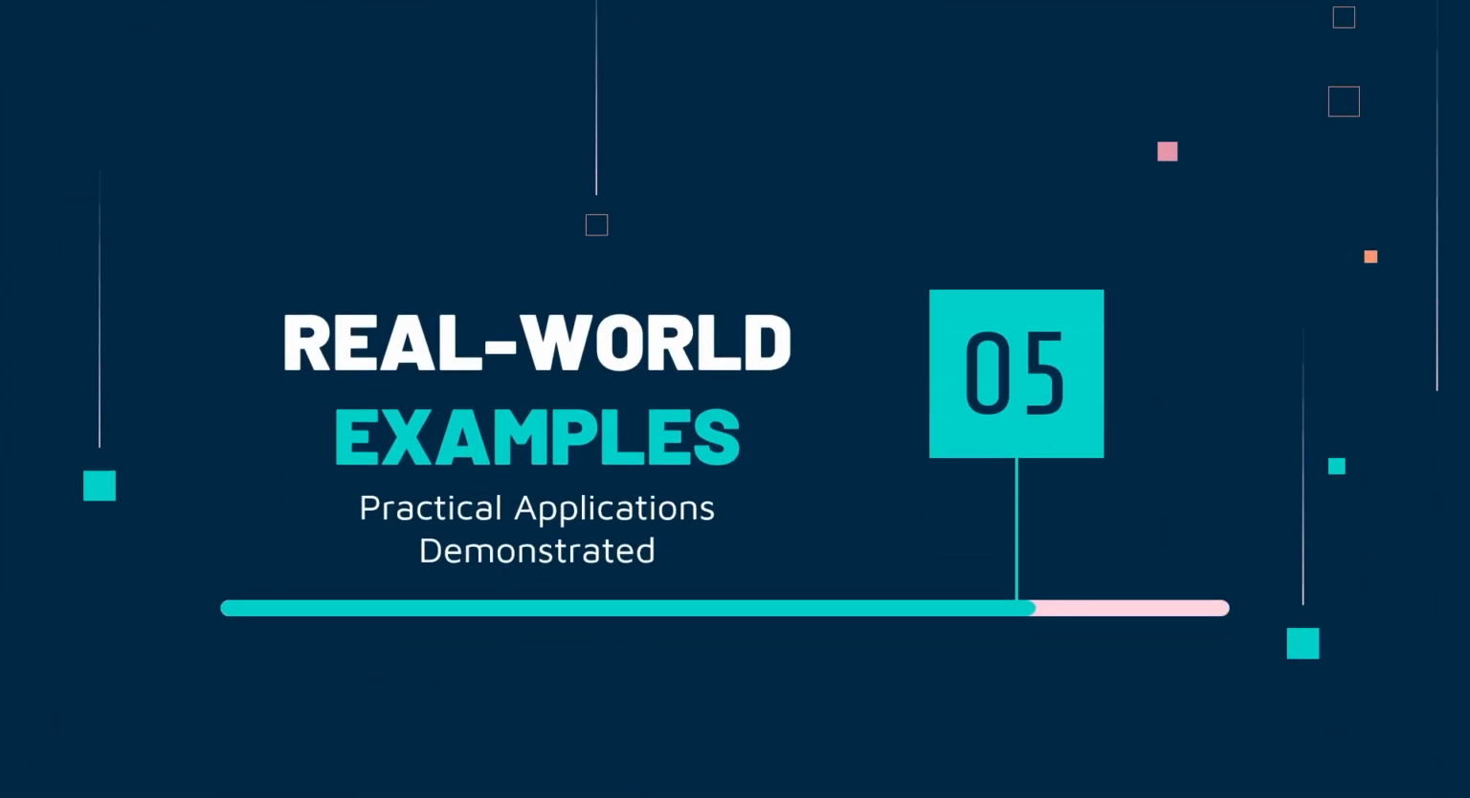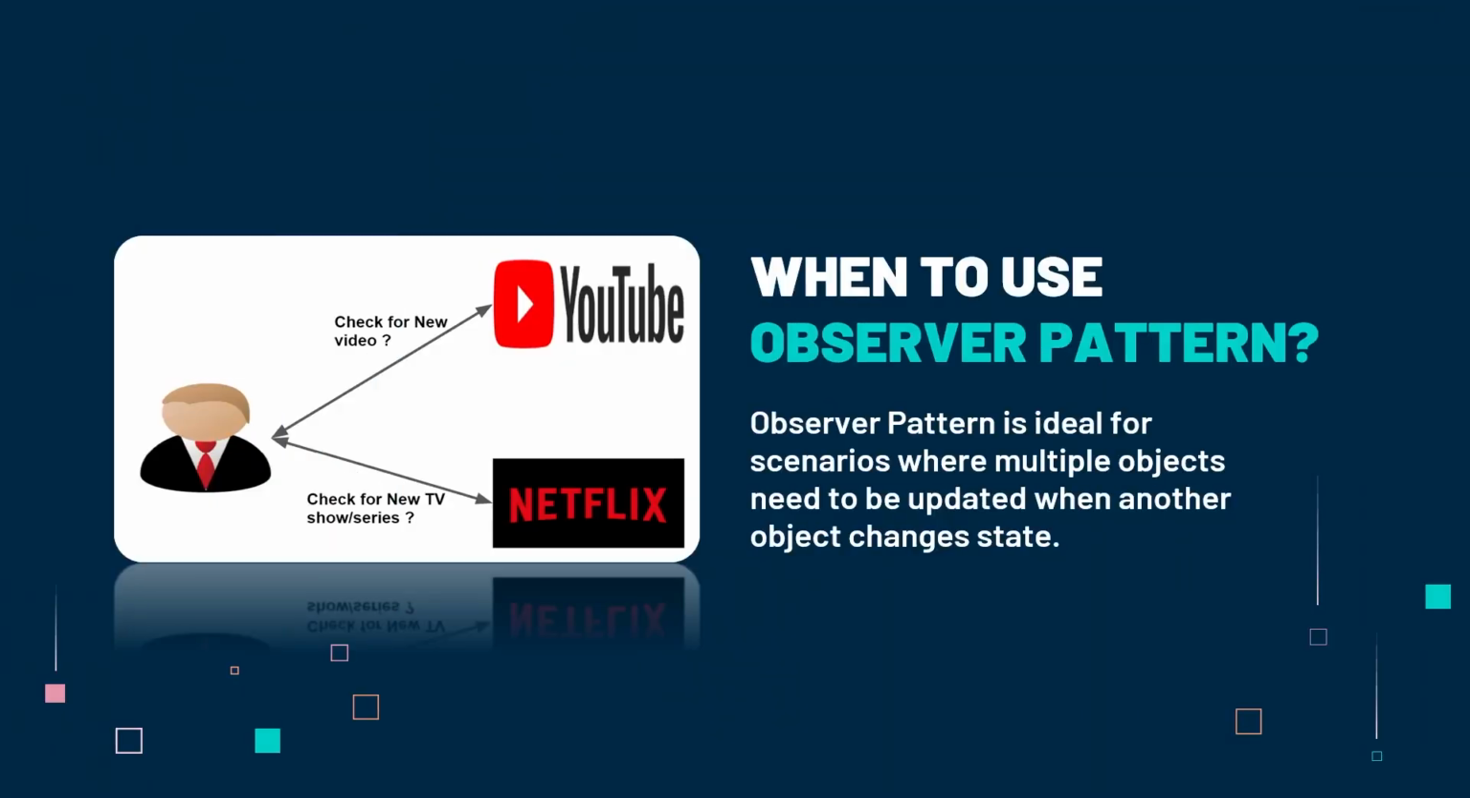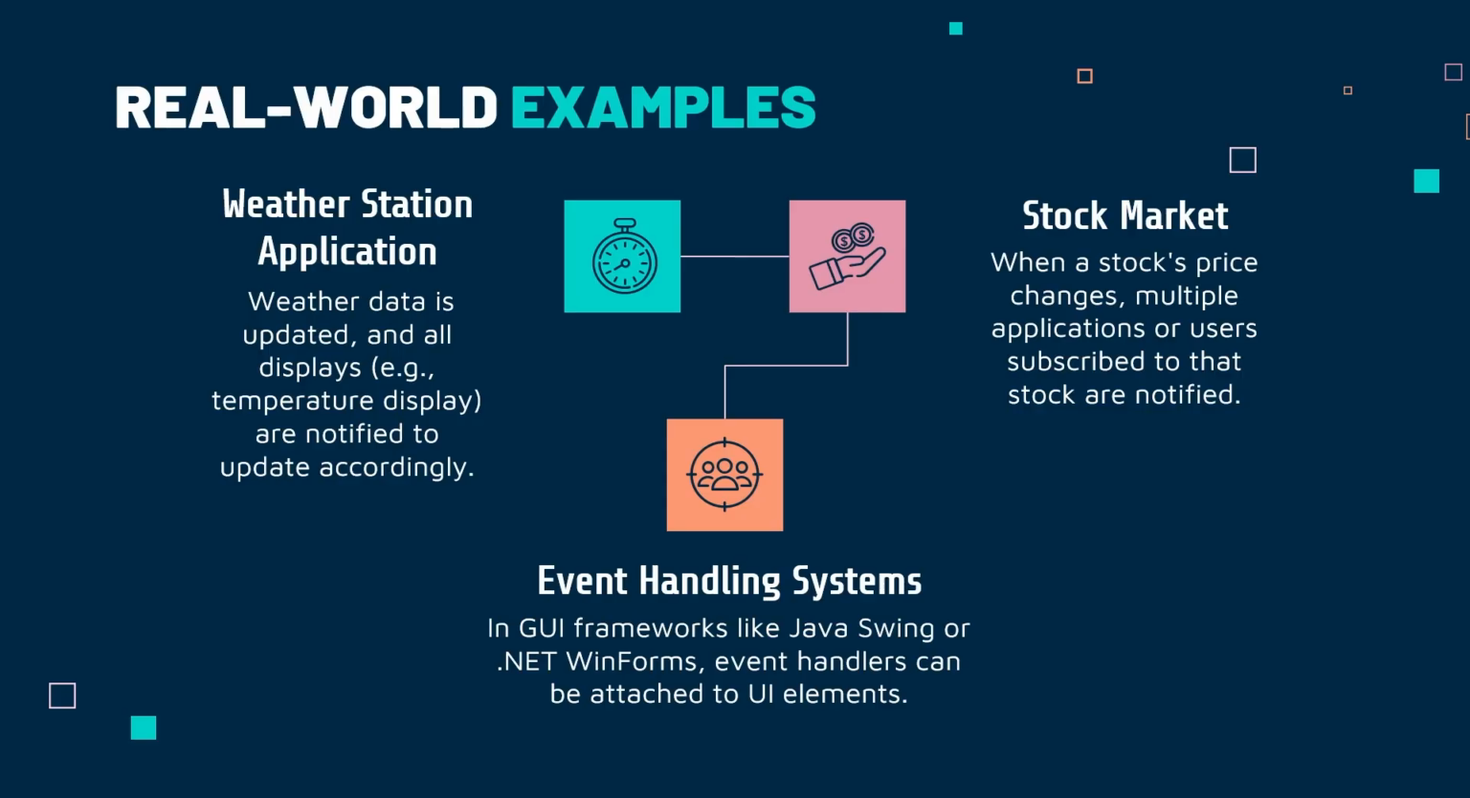What about the real-world examples? As mentioned before, we will talk about when to use the observer pattern. The observer pattern is ideal for scenarios where multiple objects need to update when another object changes state. Firstly, a weather station application. Weather data is updated and all displays, for example the temperature display, are notified to update accordingly. Then, at the stock market, when a stock price changes, multiple applications or users subscribed to that stock are notified.